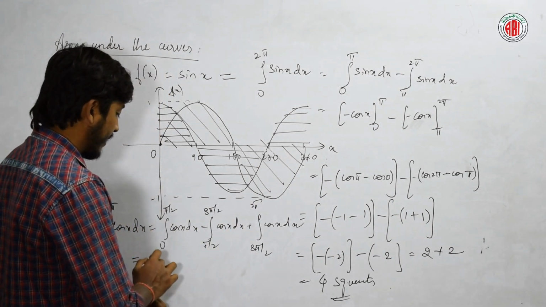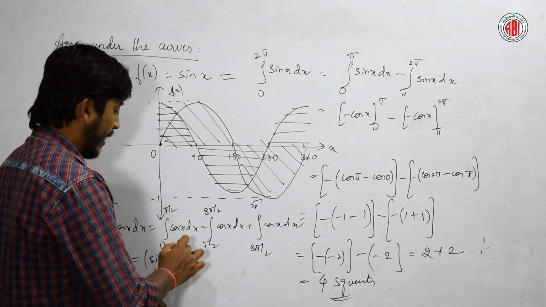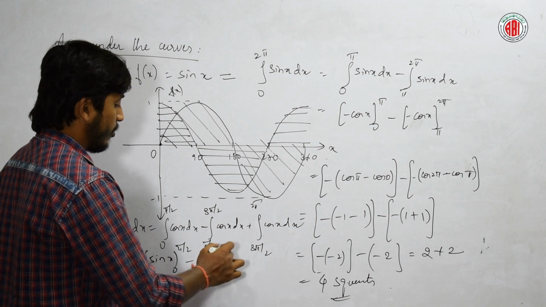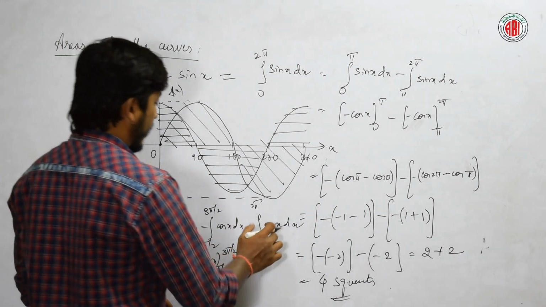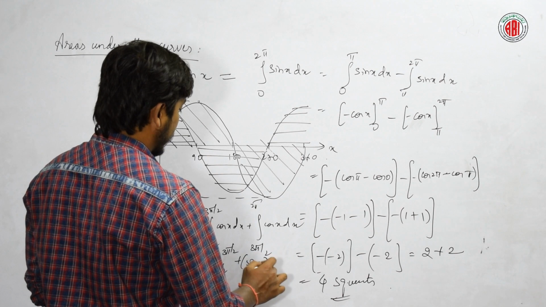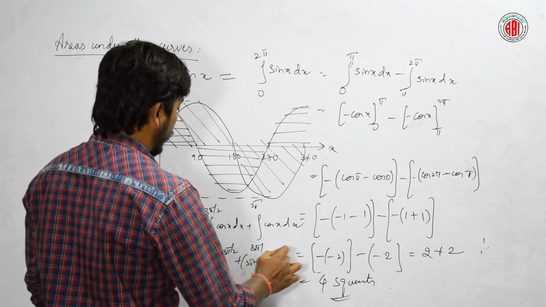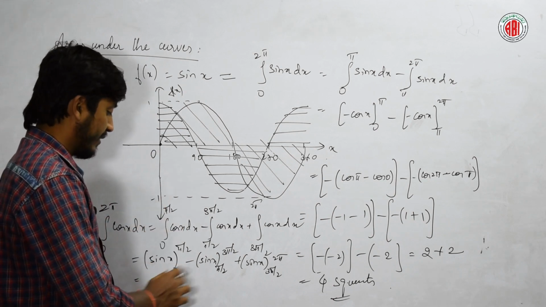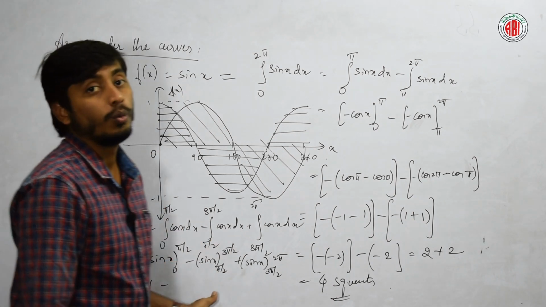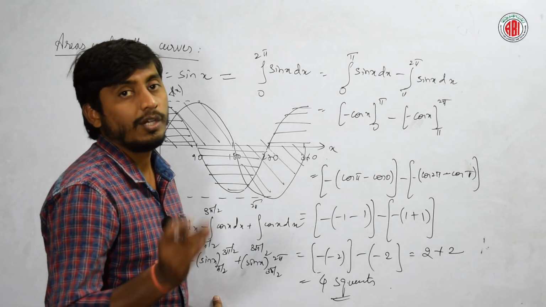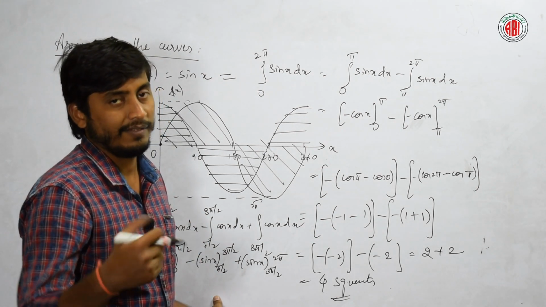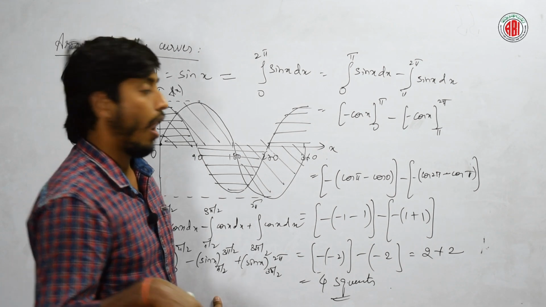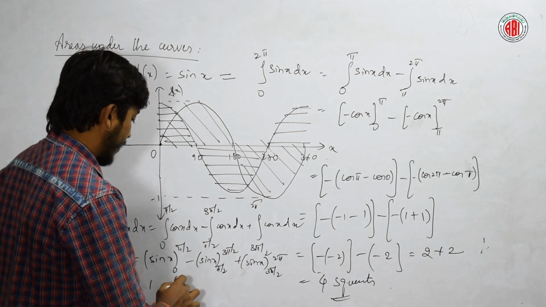The integration of cos x is sin x, from 0 to pi by 2. Here also sin x from pi by 2 to 3 pi by 2. Here sin x from 3 pi by 2 to 2 pi. Now just tell me, sin pi by 2 is 1. However, sin 0 is 0. Sin 3 pi by 2, which is 270. Sin 270 is sin of 180 plus theta, which is in the third quadrant, that will be minus 1. Okay. Here it is minus 1.